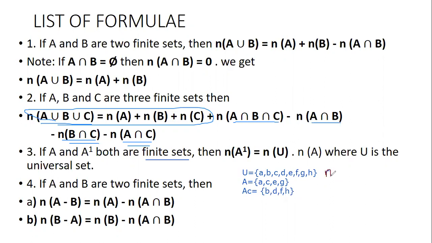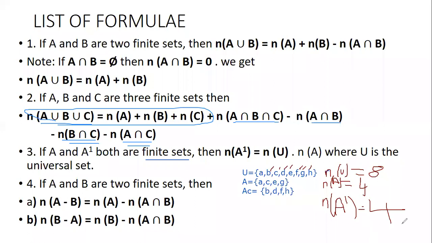Tell me, what is n of U? How many elements are there in U? 1, 2, 3, 4, 5, 6, 7, 8. 8 elements are there in U. Correct? Now, A is a finite set. So n of A is nothing but 4. Correct. Now, n of A complement is also 4.